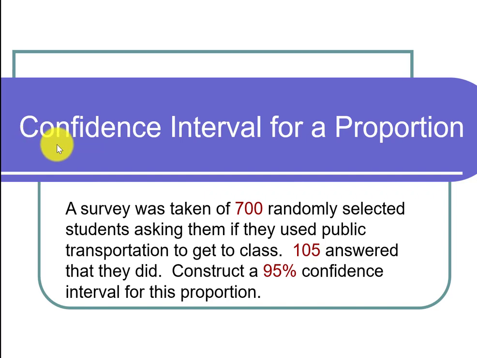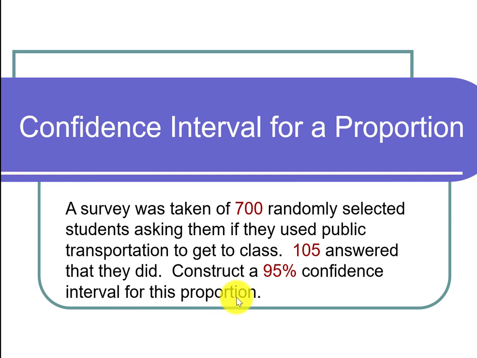This is a video on a confidence interval for a proportion. The question states, a survey was taken of 700 randomly selected students, asking them if they use public transportation to get to class. 105 answered that they did. Construct a 95% confidence interval for this proportion.